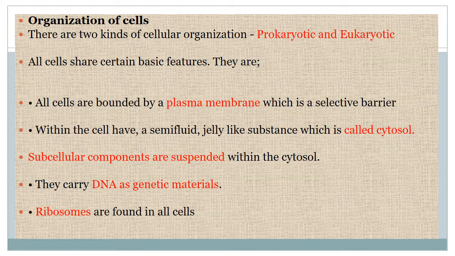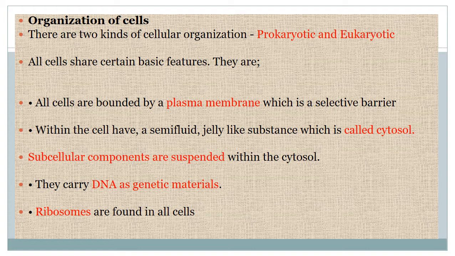So there are membrane bound organelles which are found in the eukaryotes. And eukaryotic cells are larger, about 10 to 100 μm in diameter, while bacteria are about 1 to 5 μm in diameter. So although there are two kinds of cellular organizations, which are prokaryotic and eukaryotic, all cells share the same basic features.